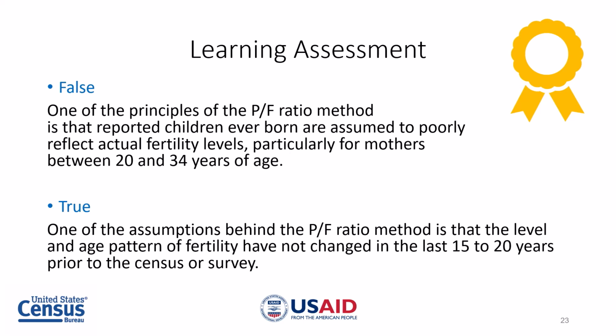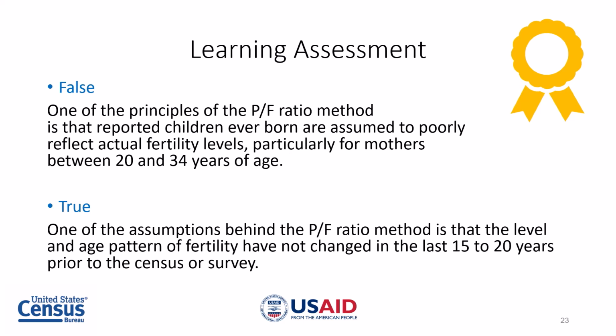Here are the answers for the previous two questions. First statement, one of the principles of the PF ratios method is that reported children ever born are assumed to poorly reflect actual fertility levels, particularly for mothers between 20 and 34 years of age. It is false. Reported number of children ever born alive for women between 20 and 34 years of age are considered accurate and therefore reflect actual fertility levels.